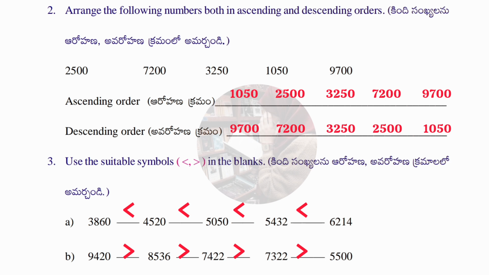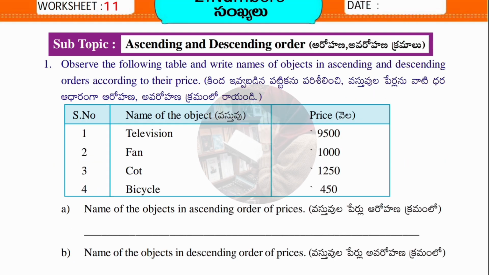Next second one, 9,420 greater than 8,536 greater than 7,422 greater than 7,322 greater than 5,500, means all greater than symbol. Got it, guys? Now we'll move to the next worksheet, that is worksheet number 11.